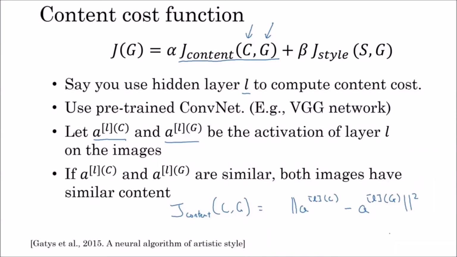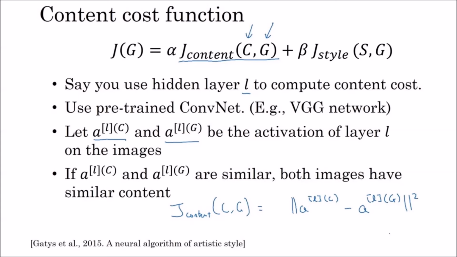Finally, the content cost function is defined as J_content(C, G). Here we take the difference of the activation units: the activation of layer L for the content image, a^[l](C), and for the generated image, a^[l](G). We find the difference between these two, take the squares of the individual differences, and sum them up. Then we get the content cost function.